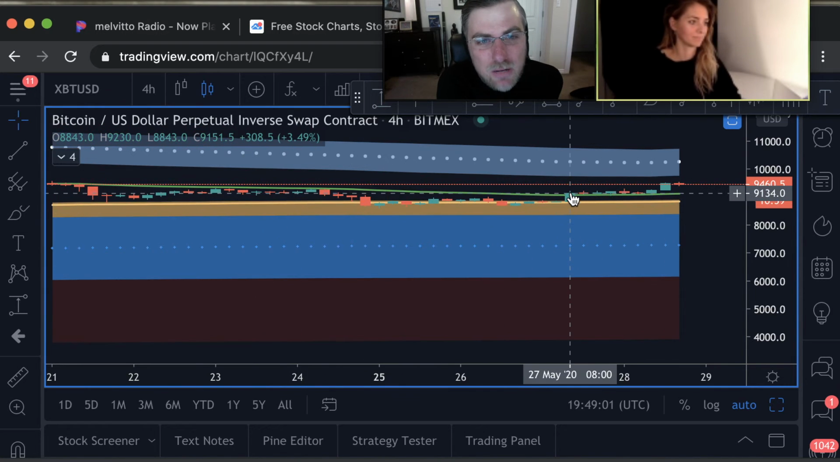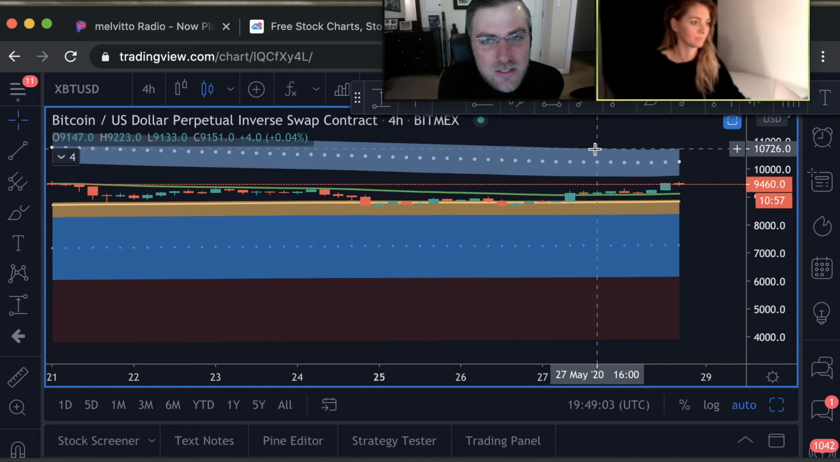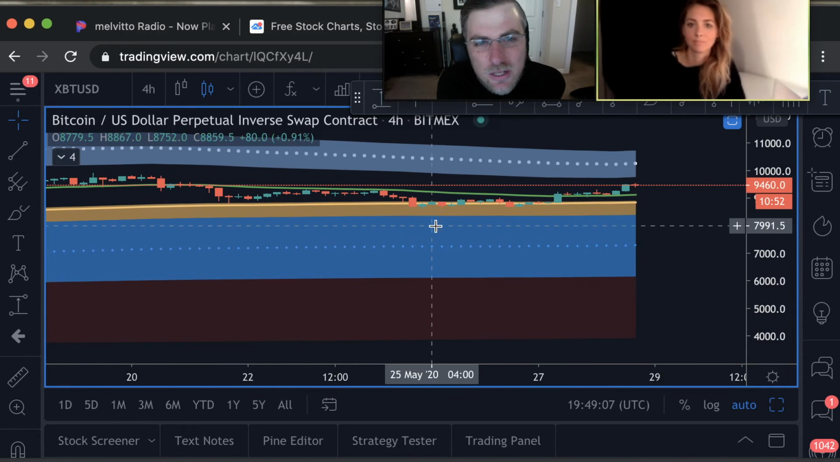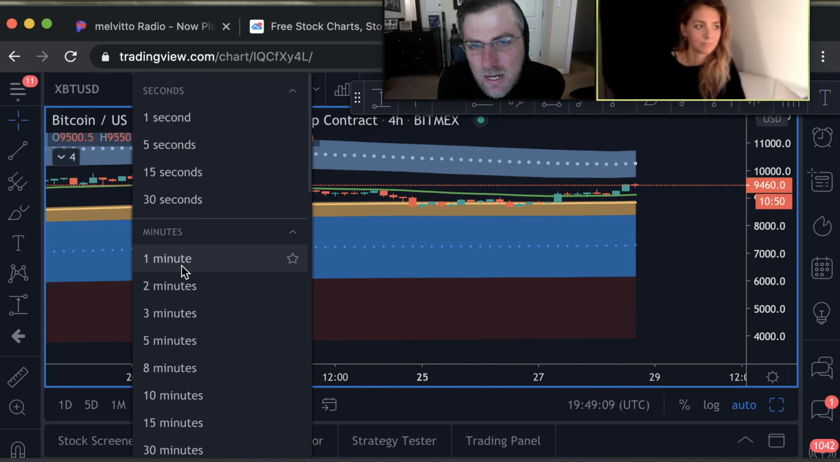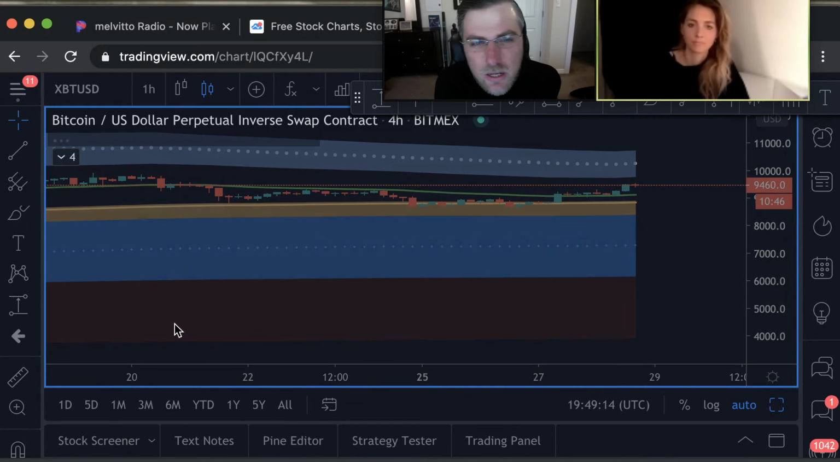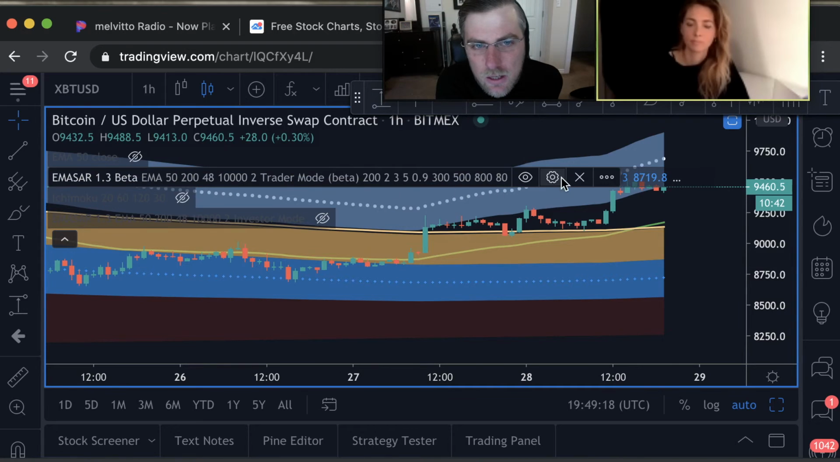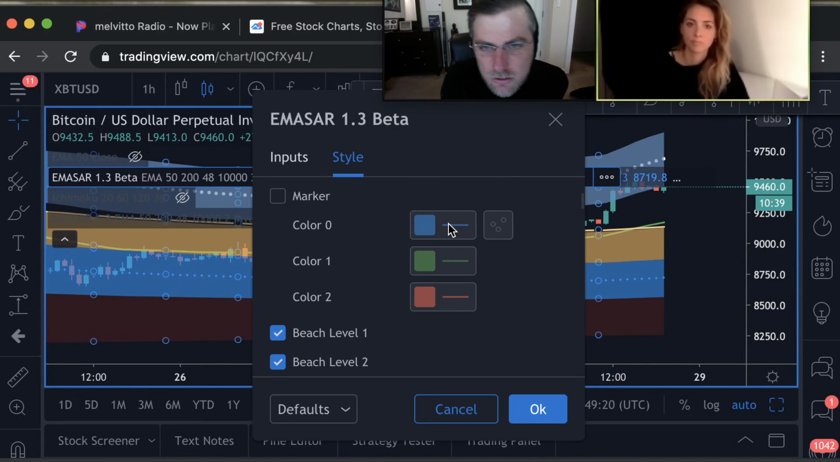And when it closes above and stays above, that's when I start to get really interested in continuation to the upside. So I am expecting a return down to around 9,200, and I am looking to buy that, and I will share why. First, I need to get the markers back on.